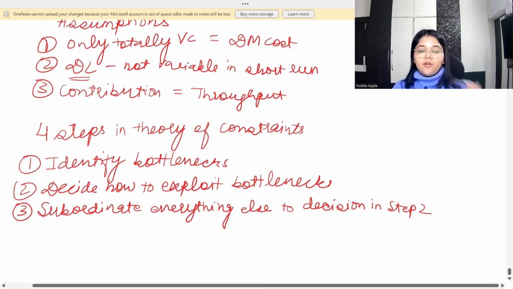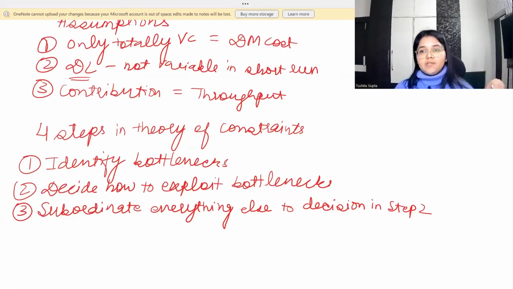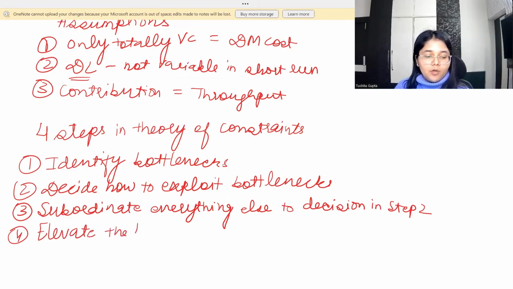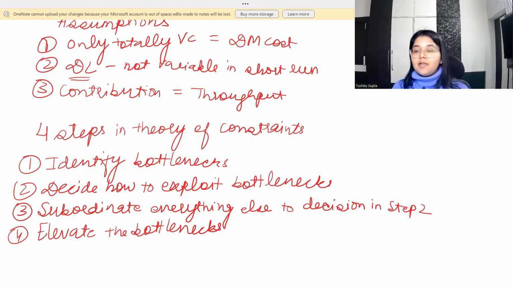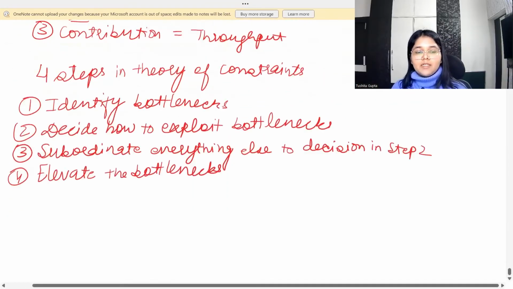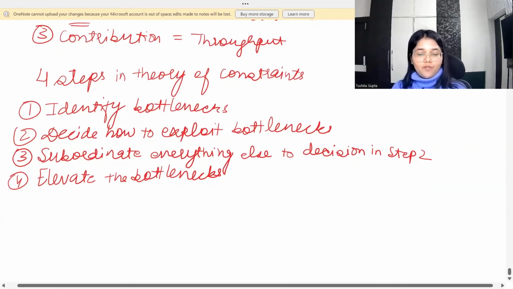So that is why we are going to subordinate everything else. Everything else will come later. First thing we will do is how we will exploit these bottlenecks. Everything will be decided according to how we exploit the bottlenecks. And the last step will be elevate the system's bottlenecks. We will also try to improve the capacity of the bottleneck. Whatever is the limiting factor, we try to get more of that. So this is about the four steps in the theory of constraints.